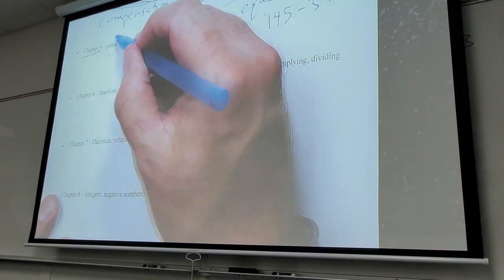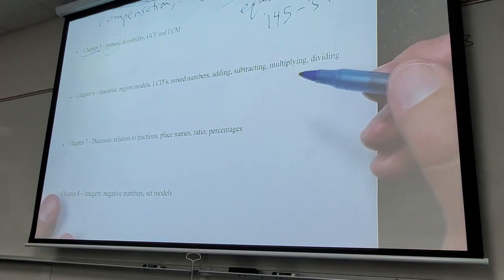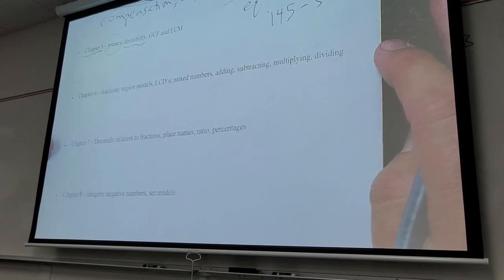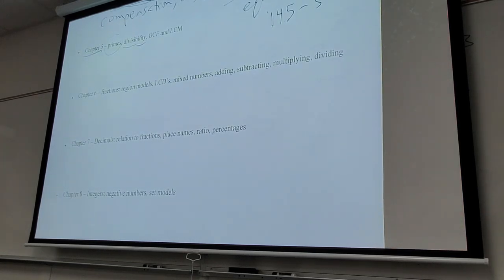Chapter 5, we got the prime numbers. We got into divisibility rules. Can somebody tell me the rule for 6? How do I tell if something's divisible by 6? The 3 method and the 2 method. Say again? Is it both the 3 method and the 2 method?